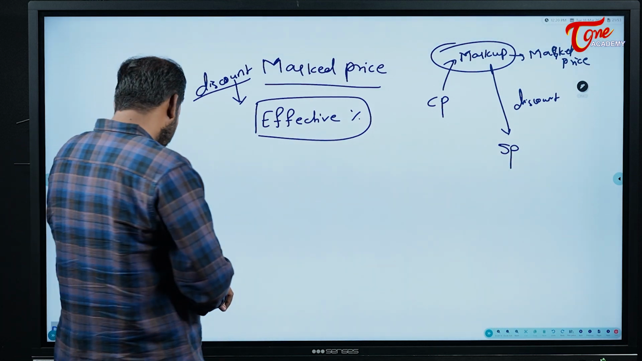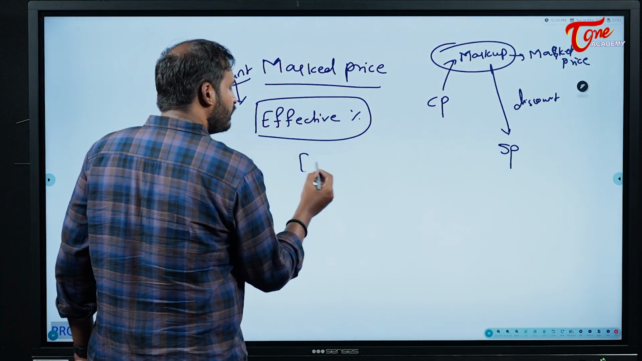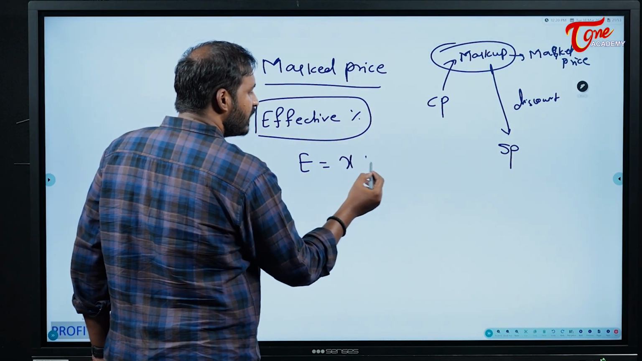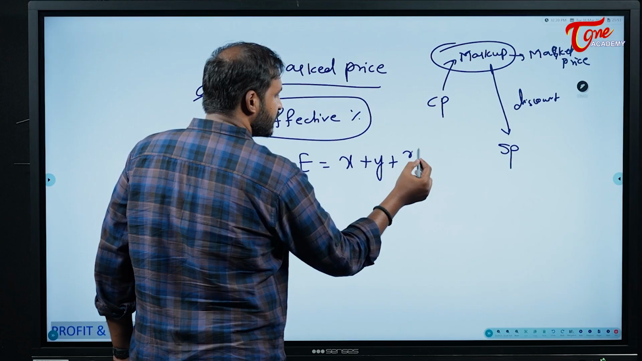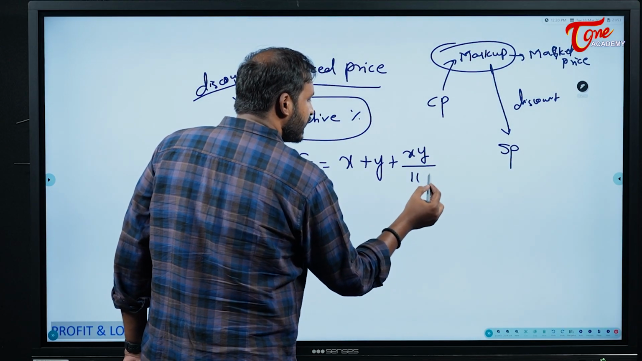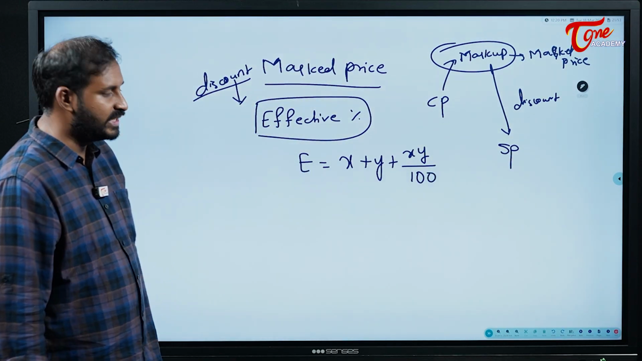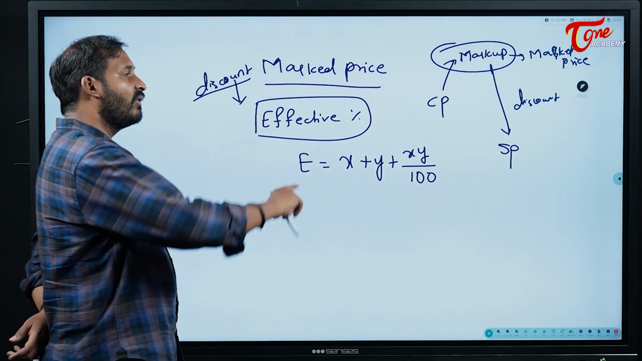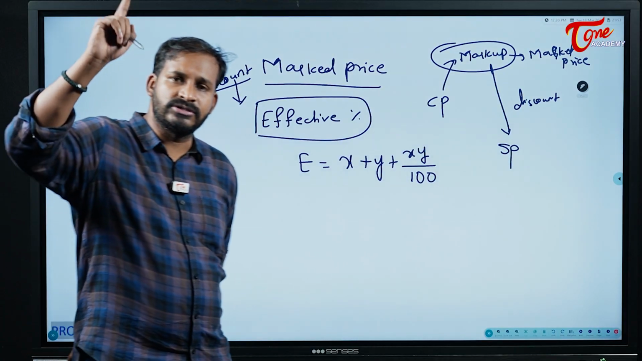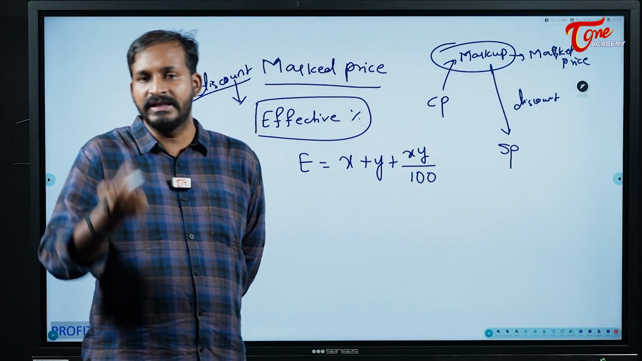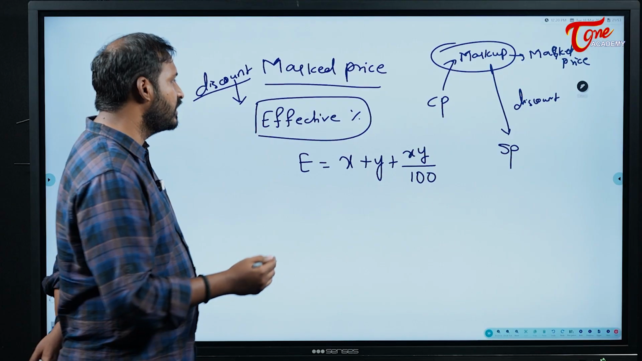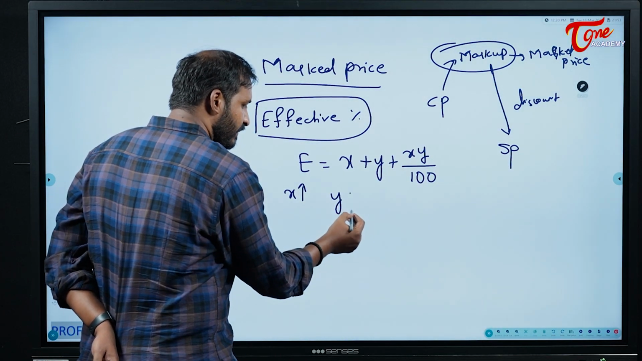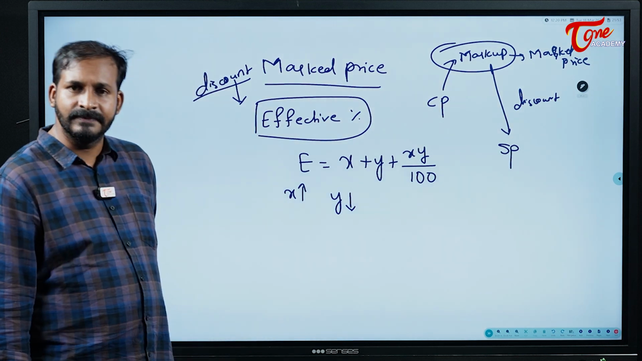Now see here, effectively how the value changes. We know that if a value changes by x% and y% successively, then the overall change in percentage is x plus y plus xy by 100. In this case, what will the shopkeeper do? Initially the shopkeeper will mark up and then give you a discount. That means at once he will increase the price and then decrease the price. Discount means nothing but decreasing, right?